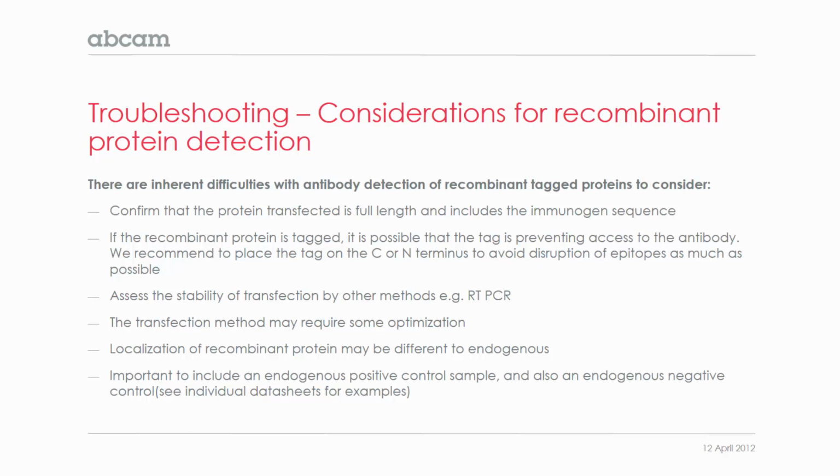You may want to assess the stability of transfection by other methods, for example by RT-PCR. You may find that your transfection method requires more optimization, so it's worth going through that again. And it's very important to include an endogenous positive control sample and an endogenous negative control. That really will show you whether it's the transfection that's the problem. And if you want examples of positive and negative controls, you can have a look at individual antibody data sheets for some examples.